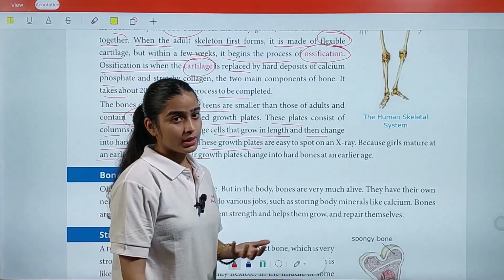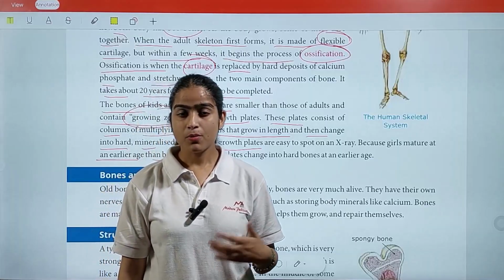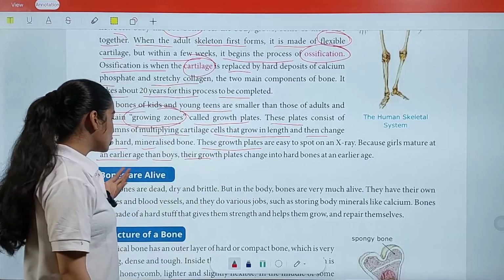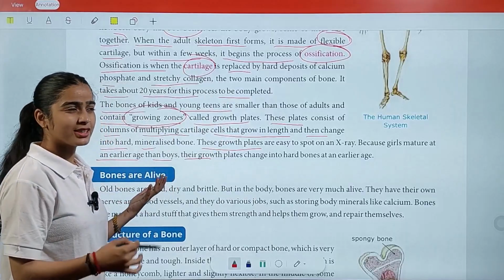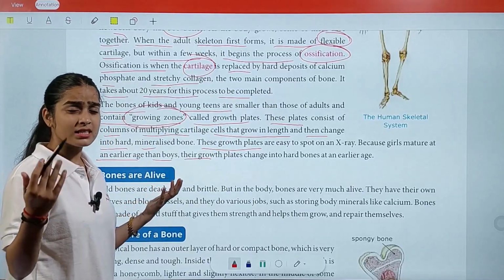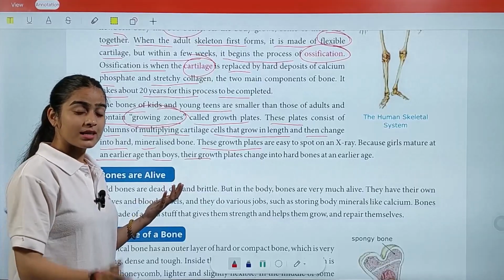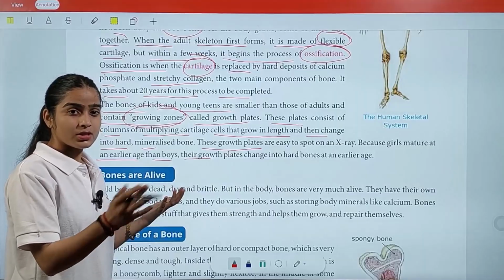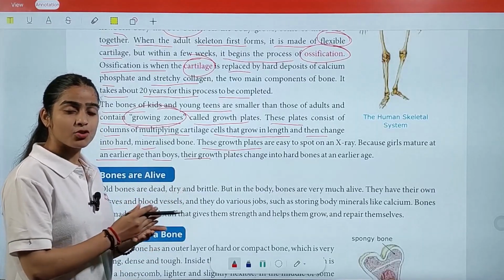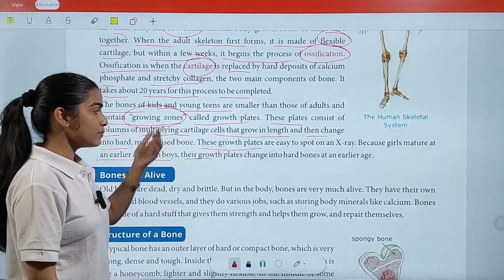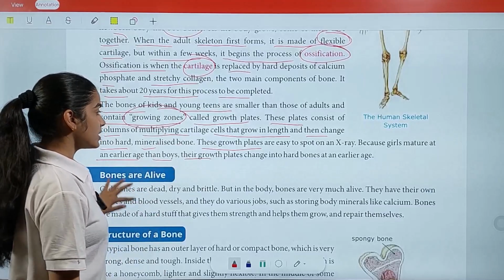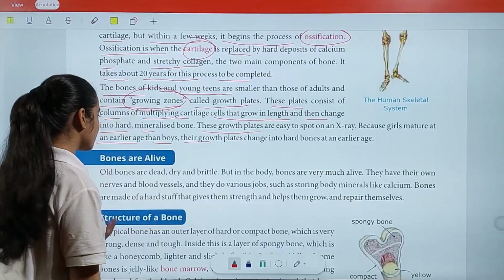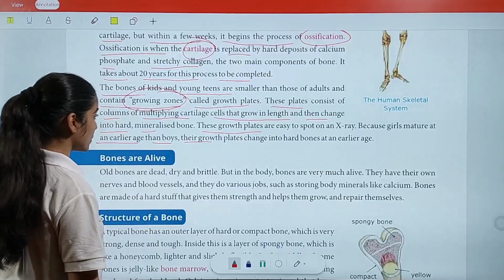We already know that girls mature earlier as compared to boys. Boys start their growth after they cross their teenage years, but girls start their growth before their teens. After crossing puberty, they have a slower process of growth as compared to boys. So these growth plates appear earlier in girls as compared to boys.